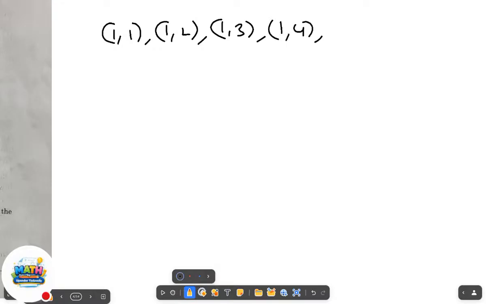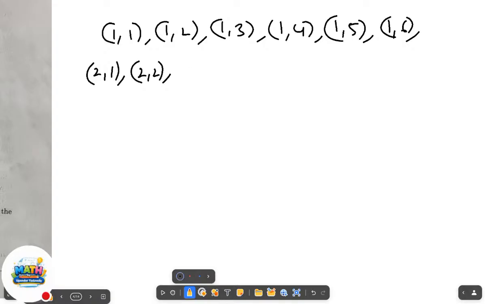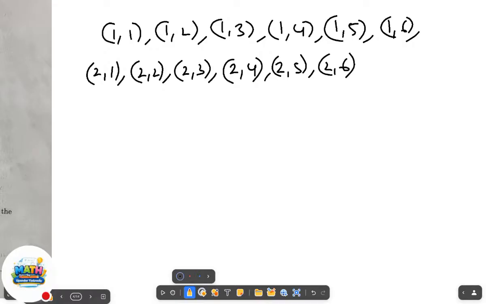Let's write the outcomes. Sample space when two dice are rolled. So what are the outcomes? 1 comma 1, 1 comma 2, 1 comma 3, 1 comma 4, 1 comma 5, 1 comma 6, 2 comma 1, 2 comma 2, 2 comma 3, 2 comma 4, 2 comma 5, 2 comma 6.